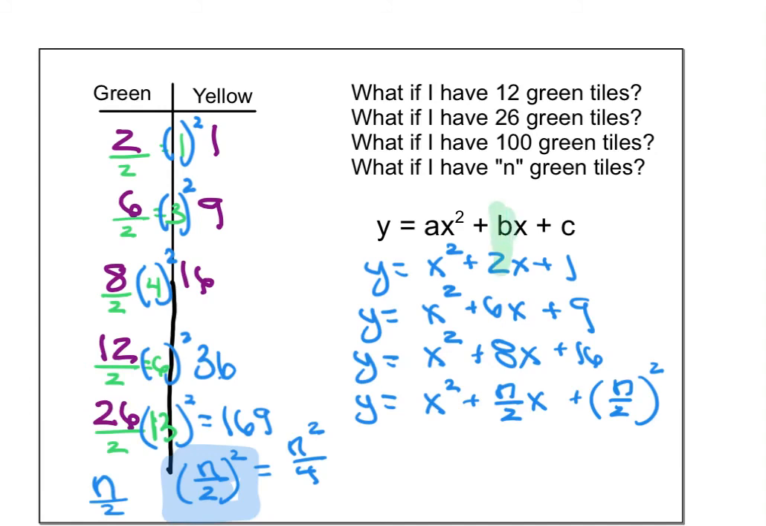So I think it's kind of neat to see that the b value was the green rectangles, and the c value, 1, 9, 16, and (n over 2) squared, was the yellow tiles. That's some patterning to help us set up for going from standard form to vertex form. And I encourage you to look at the next 2 videos to see some examples where I change standard form of quadratic equations to vertex form using the complete the square method.